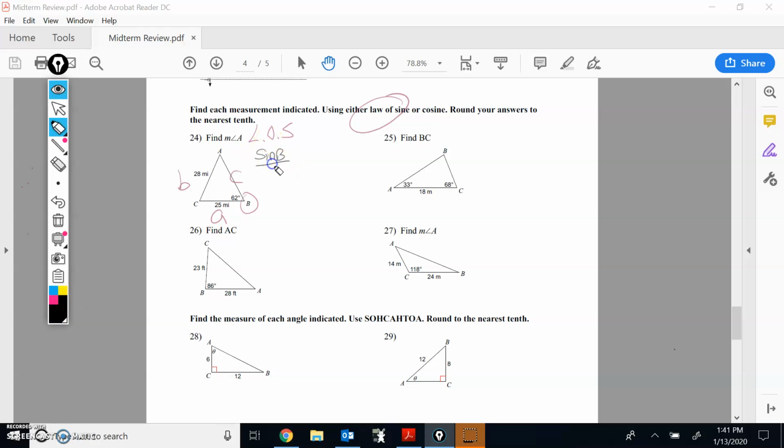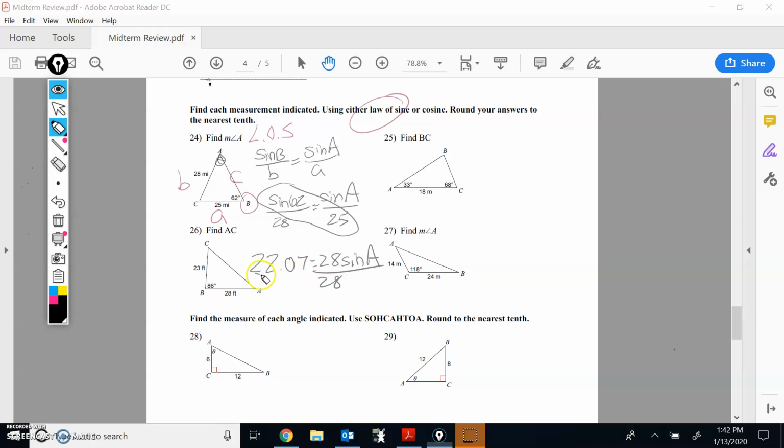sine B over little b equals, and we're trying to find A right here. That's our theta. Since we know B, the other fraction is going to be involving A, because that's what we're trying to find. Now let's fill in what we know. Sine 62 over 28 equals sine A, which we don't know, over side A, which is 25. Cross multiply. So we're going to do 25 times sine 62. Make sure you're in degree mode here. That's 22.07. And then we have 28 times sine A, which is 28 sine A.